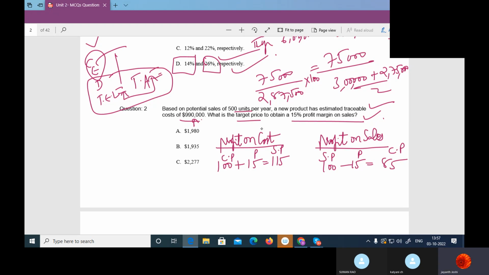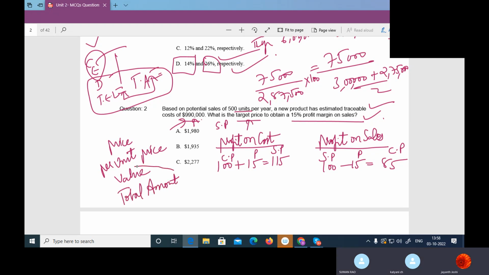So when they ask you to find out the target price or selling price, this is what they're asking, selling price. They have given the cost to us. Cost is 9,90,000. They're asking the target price. When they ask price, they ask per unit price. Correct or wrong? When they say value, they ask total amount. Correct or wrong? Yes. See, value means total amount. Price means per unit price. Correct or wrong?